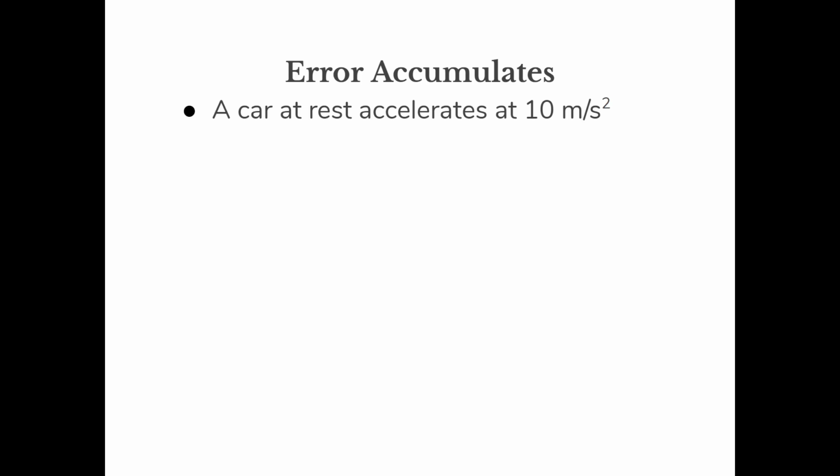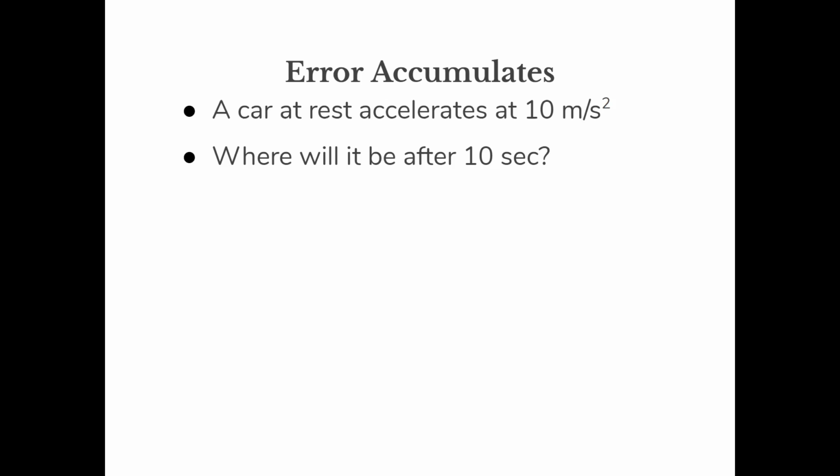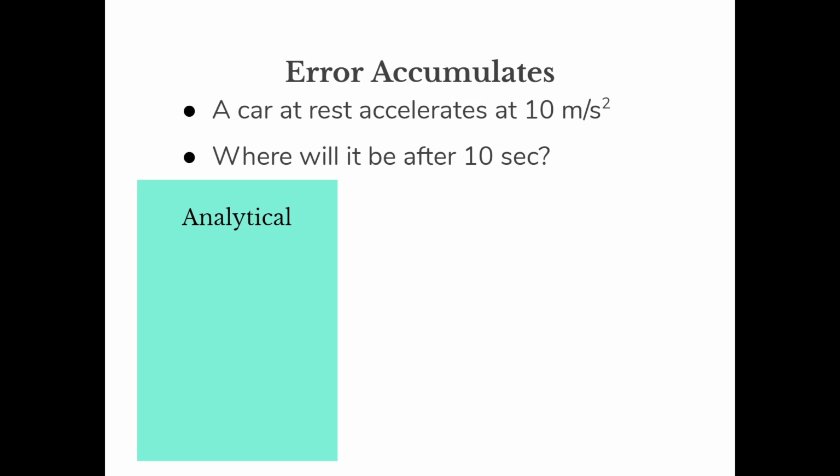So imagine we have a car that starts at rest. Our car is stopped, but it's going to accelerate at a rate of 10 meters per second squared. The question is, where will that car be after 10 seconds? Now the analytical approach, of course, you've got physics and you pull out your calculator and just work this out. Half of acceleration times time squared plus the initial velocity times time. That's going to give us a nice number. After 10 seconds, x is going to be 500. Piece of cake, right? Everybody got that?